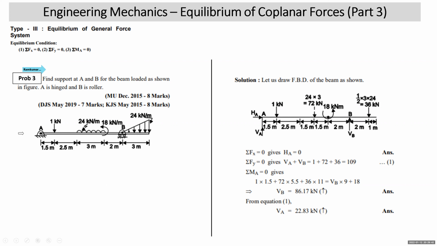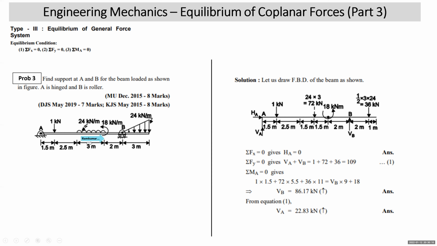So at A, we have shown the two reactions, HA and VA. Then 1 kilonewton external load. 24 kilonewton per meter is acting over 3 meter length. 24 into 3, 72 kilonewton, which will act at the center of the length, that is 1.5 meter from each side. 18 kilonewton meter is the external moment, which is to be taken as it is.